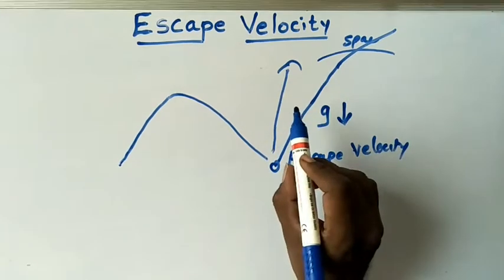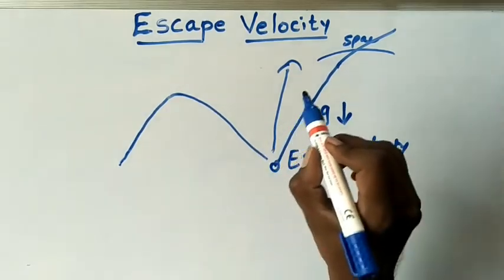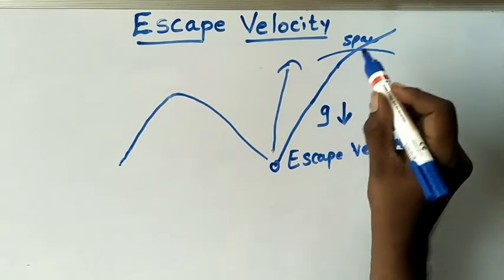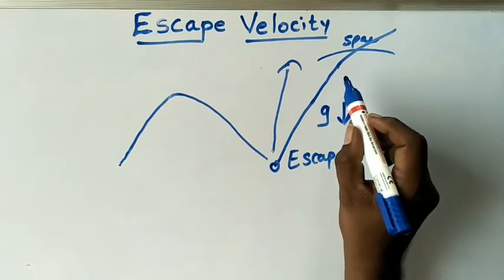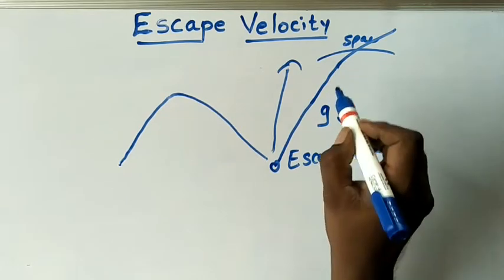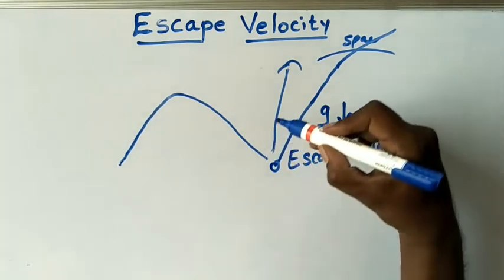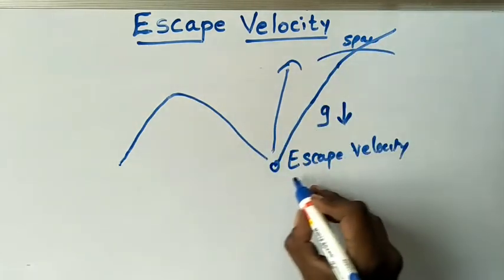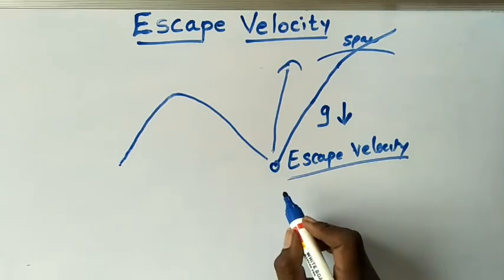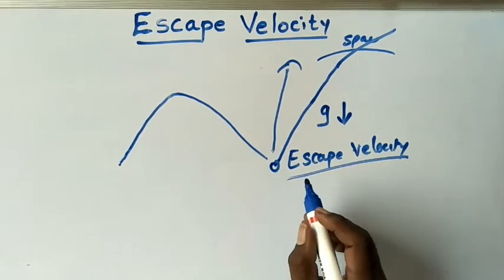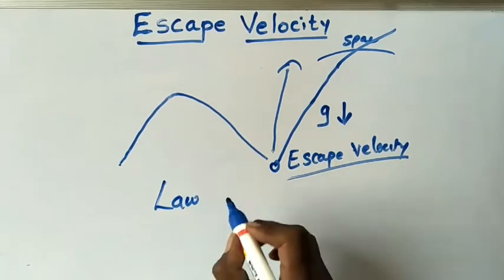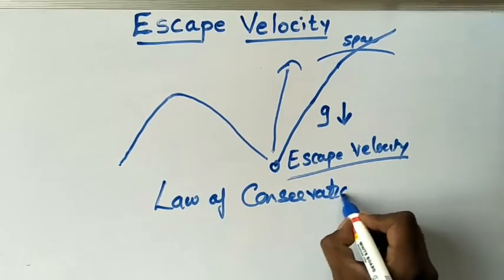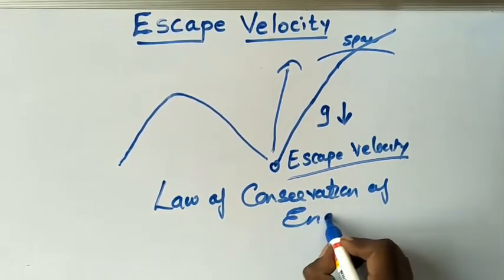If we keep increasing the initial velocity of the ball, it will reach larger and larger height, and above a particular value of the initial velocity, the ball is able to overcome the downward pull of the earth and can escape the earth forever and will not fall back. Now this velocity, we call this as escape velocity. Now let us determine this value by the law of conservation of energy.